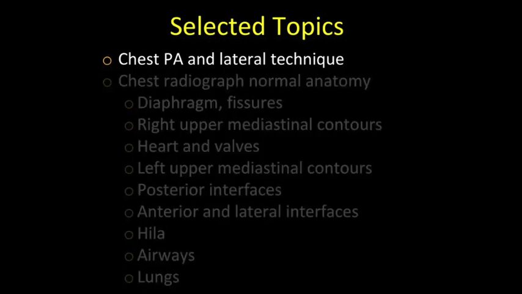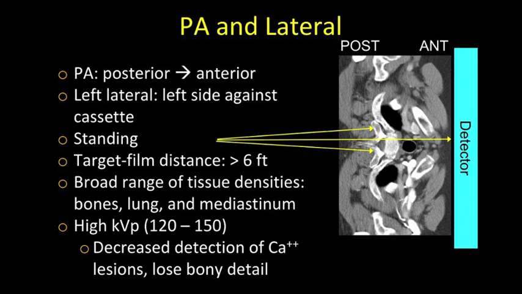So first, in terms of technique, a PA radiograph is obtained with the anterior chest placed against the detector. The X-ray beam passes from posterior to anterior, thus the PA name, and the X-ray is usually generated from a source that is placed greater than 6 feet away from the patient's chest to minimize the fanning of X-ray beams, which can lead to magnification. Patients are typically standing in position.